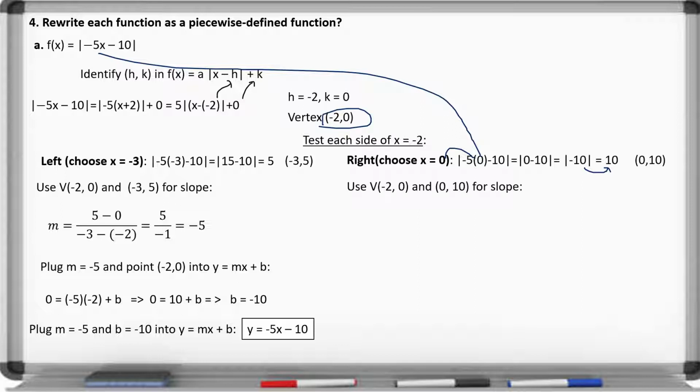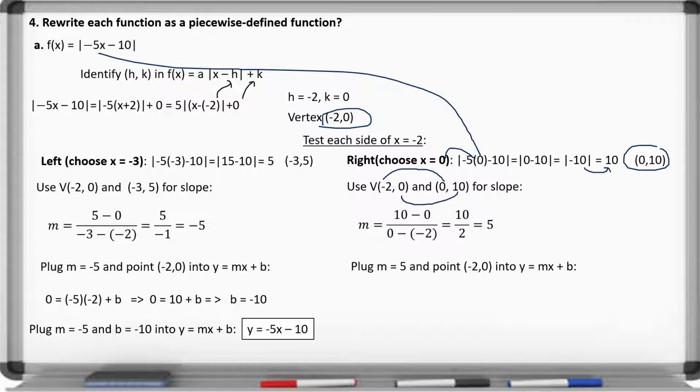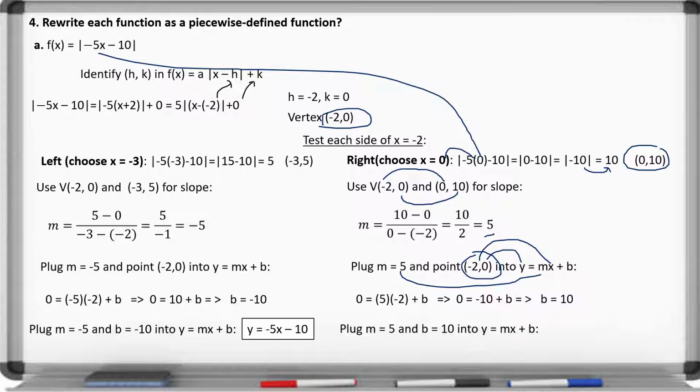Now we're going to use the vertex as well as the coordinate that we just found to find the slope. So remember, subtract the y's, so 10 minus 0, and then 0 minus negative 2. So in this case, we find the slope of 5. And then for the coordinates, we're going to choose our vertex right here, negative 2, 0. So this is x, this is y, and then m is 5. So we get 0 equals 5 times negative 2 plus b, 0 equals negative 10 plus b. So solving for b, we get b equals 10. So now we plug in the slope of 5 and b equals 10 into the slope-intercept form. So we get y equals 5x plus 10.